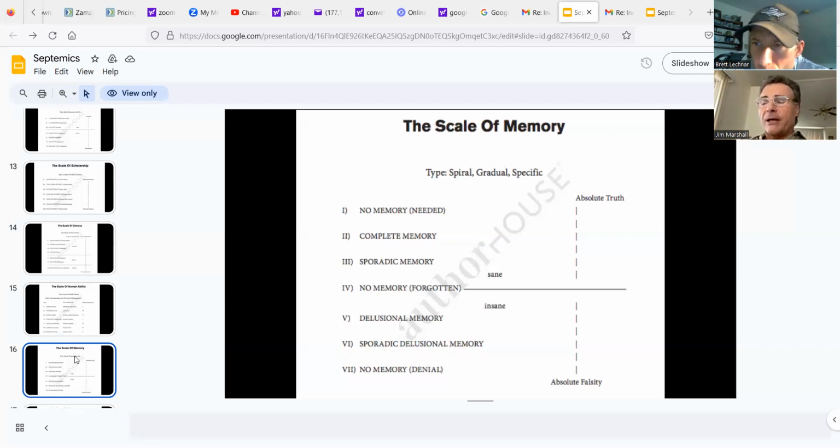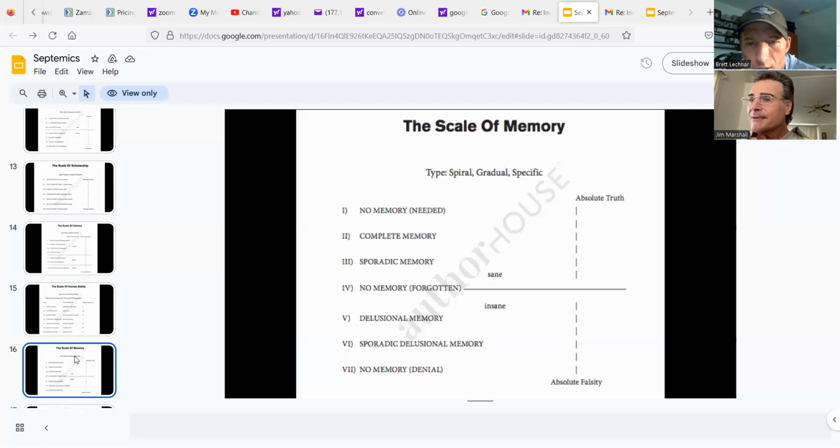So let's start at the bottom. You have a person who has no memory at all. Then above that, you have sporadic delusional memory. What that means is this guy will remember things, bits and pieces of things, but it's delusional. And not only is it delusion, it's sporadic. He's not remembering the whole thing. He gets little bits and pieces, delusional things. So isn't that insane? Yes, it's insane. But it's better than no memory at all. This guy can remember something, even if it's delusional.